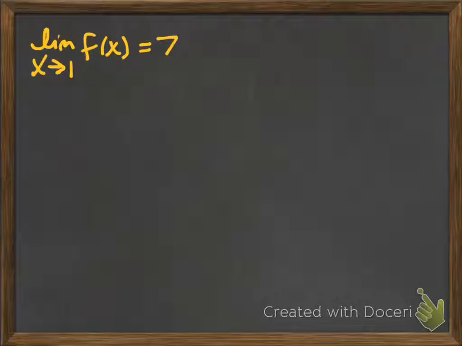Now tell me what you know for a fact. As the function approaches 1 from the left, the limit is 7. As this function approaches 1 from the right, 7. How do you know that? Because this says the limit with no indicator, right? No indicator means I'm saying it's the same from both sides. So every time you see that, don't forget that.